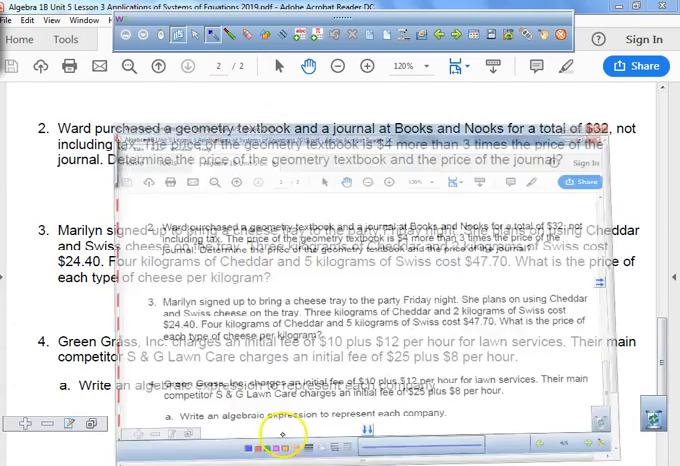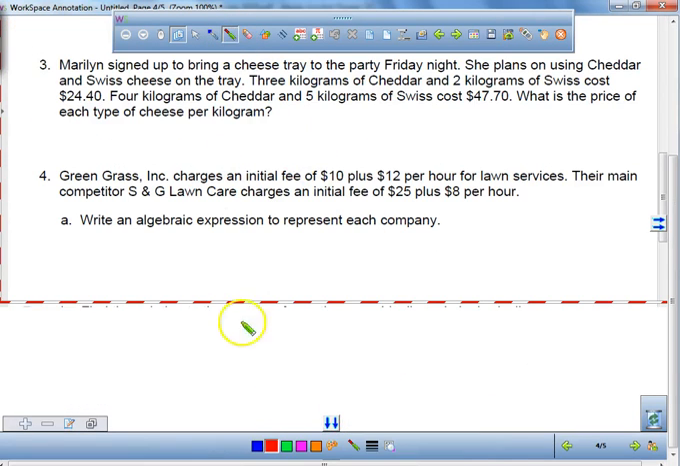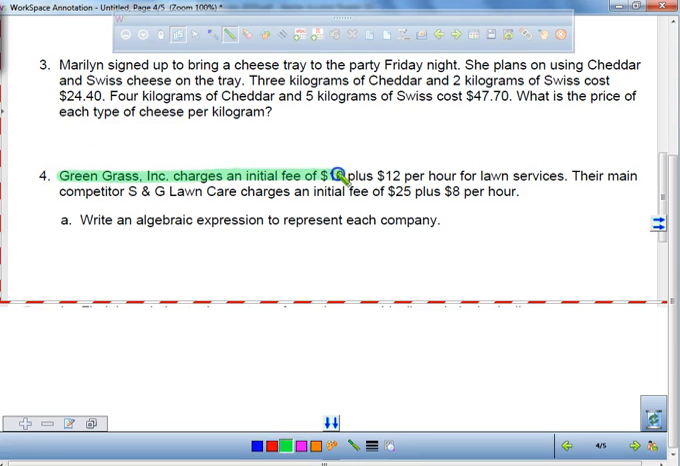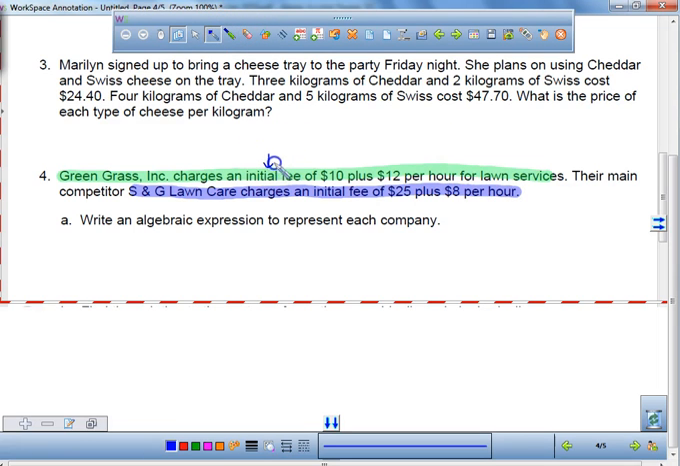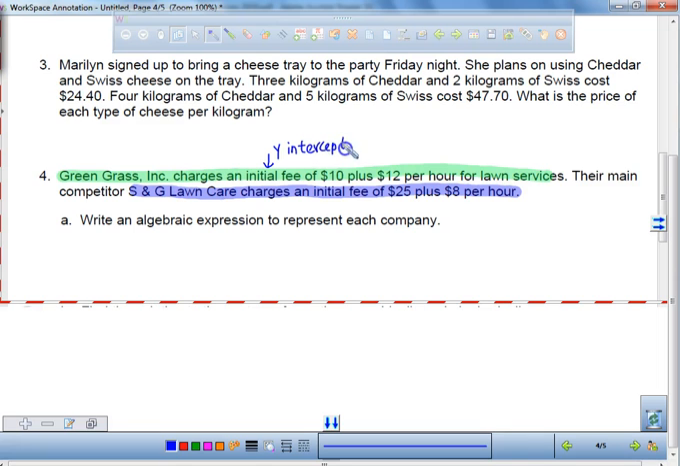Two types of companies. We have Green Grass, I'll just highlight it, which charges an initial fee of $10 plus $12 per hour. And then we have S&G Lawn Care, who charges an initial fee of $25 plus $8 per hour. Something you always need to be aware of: anytime you see initial fee, the initial fee will always be your y-intercept. Sometimes in word problems, the initial fee is referred to as the flat fee.